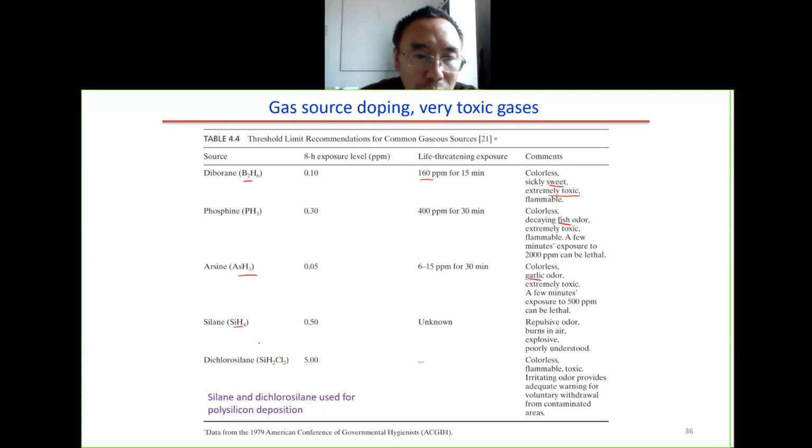For the silane and the dichlorosilane, this is for the polysilicon. Polysilicon deposition, we know we use the silane or dichlorosilane. Those gases are also used for silicon nitride deposition or silicon oxide deposition. For the case of silane, this has a repulsive odor, burns in air, and is explosive. For dichlorosilane, this one has an irritating odor. So you can smell it. When you smell it, you can run away.